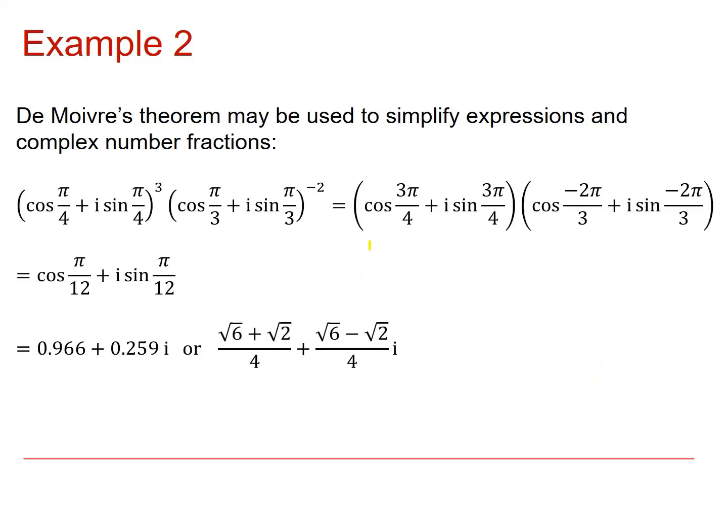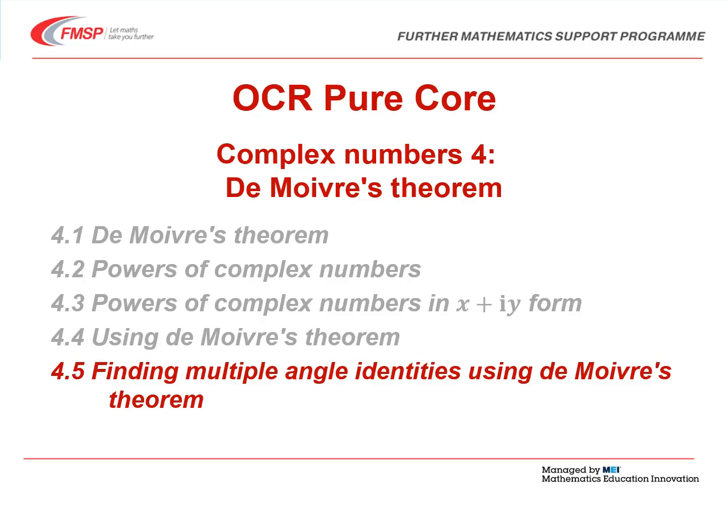Okay, so here is all of that worked through. There you can see I've used the negative power to come down to that form and then put it back into x plus iy. And just for completeness, there's the third form for that as well. So de Moivre's theorem, very useful in sorting out powers, positive or negative, of complex numbers expressed in modulus and argument form. The next video in this sequence is 4.5, finding multiple angle identities using de Moivre's theorem.